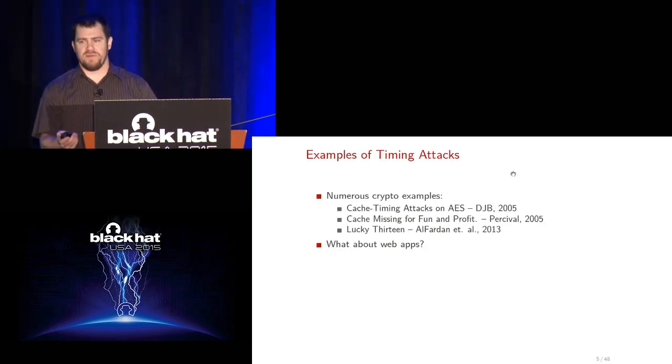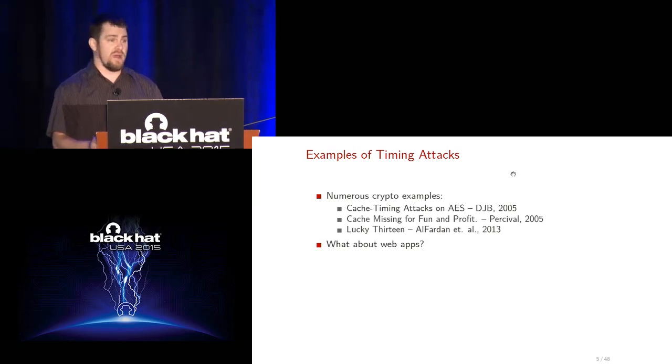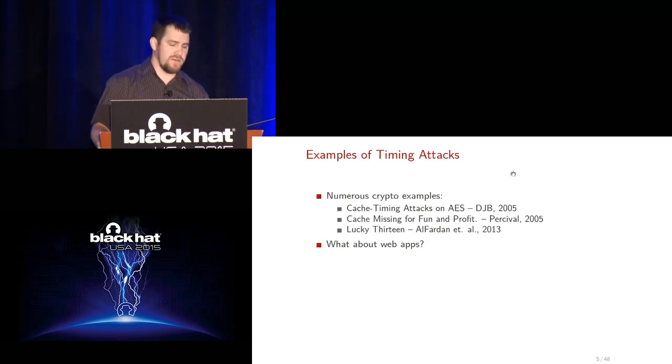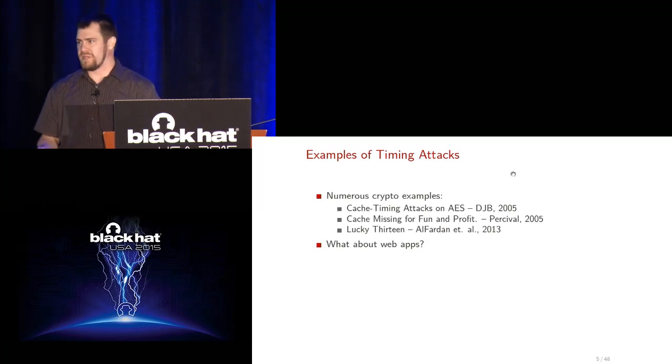So there's been plenty of research in the past in the area of cryptography on timing attacks, and a number of demonstrated exploits, both against specific ciphers, but also against more complex crypto systems like SSL. So there's a lot of background research in this area, but it's mostly in the area of cryptography. But what about your everyday web application? When does this stuff actually matter?